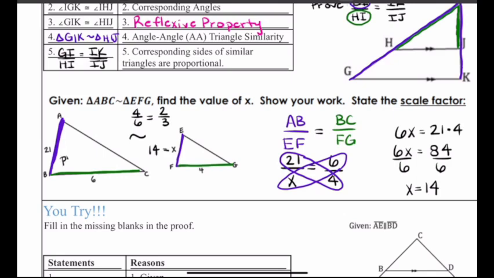So this is our pre-image basically. And this is our image. So if you are a little bit confused about what I just said there, go ahead and take a look at the video where I talk about determining the scale factor. To determine the scale factor, you divide your image by your pre-image. So 4 divided by 6 here, okay?